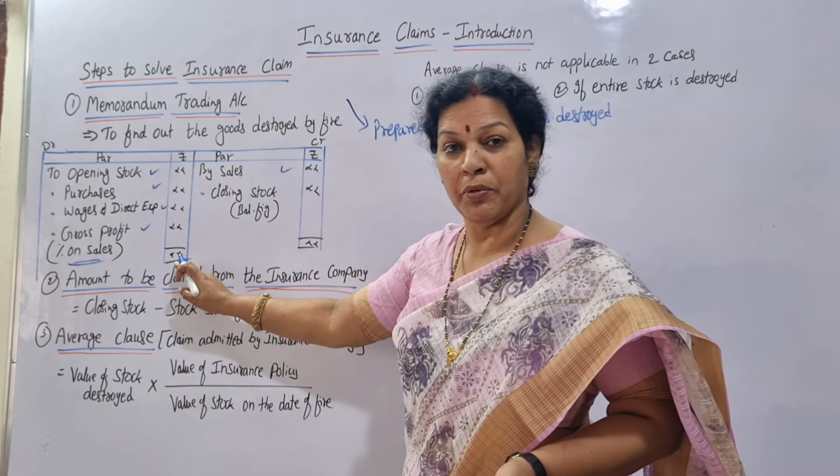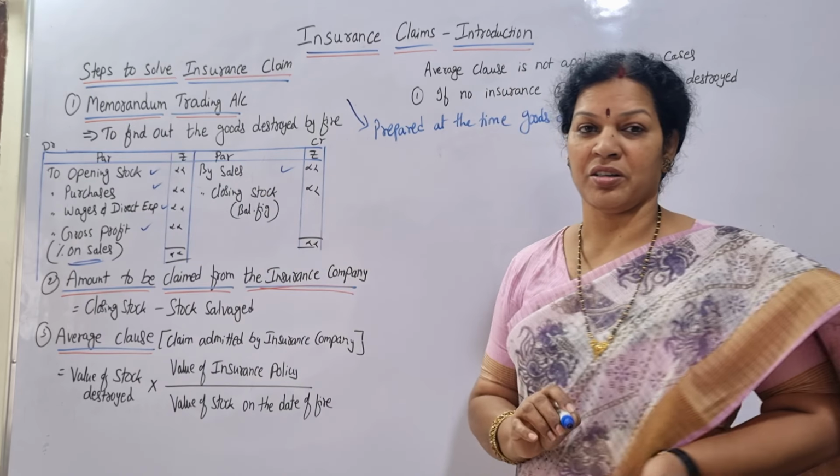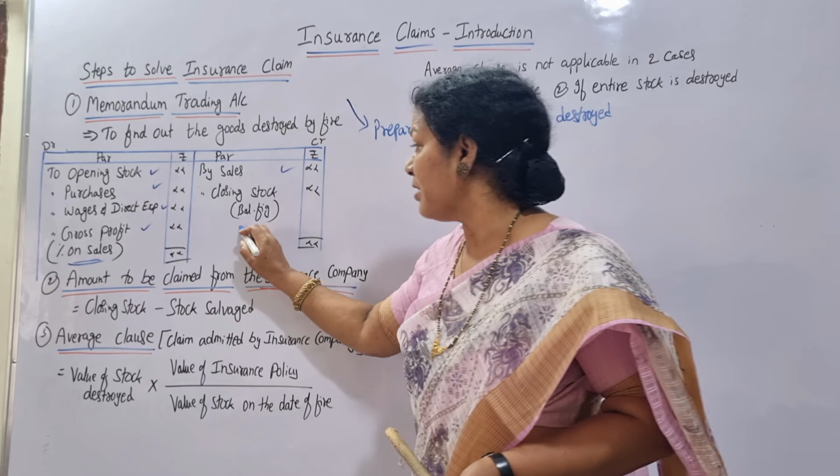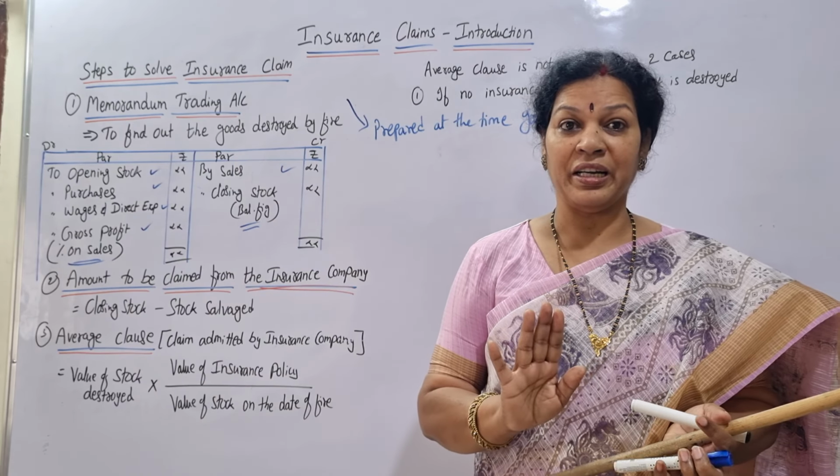Means debit side will be more. Debit side all the transactions minus sales, you will be getting closing stock. This is the balancing figure. Please remember this. We are not writing the closing stock.